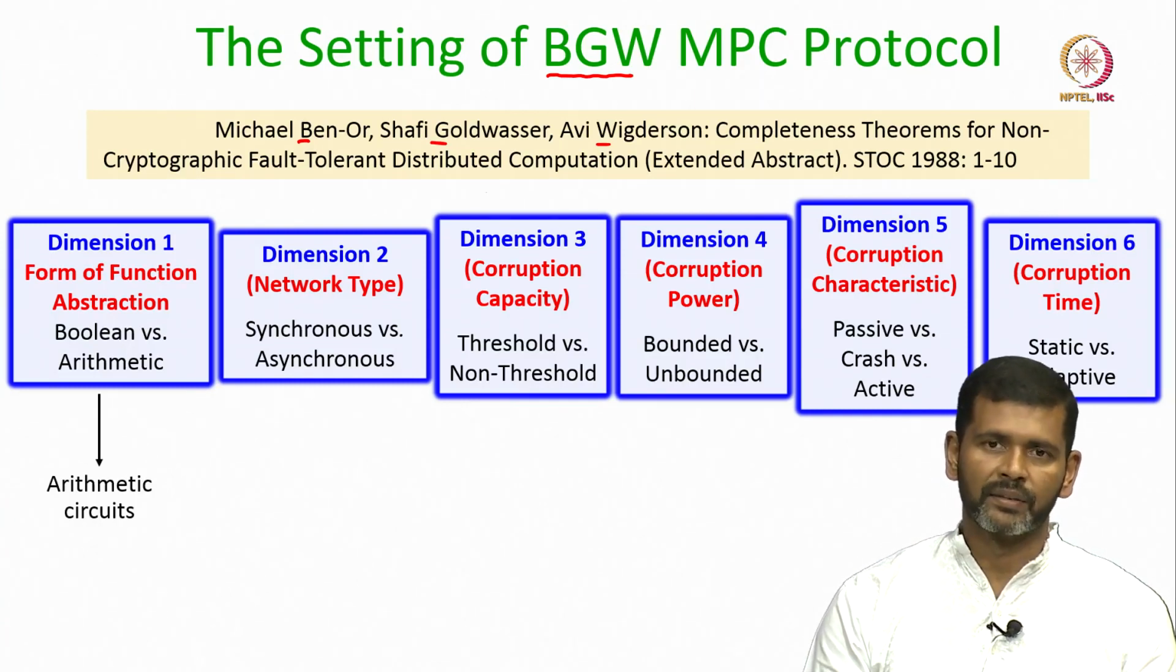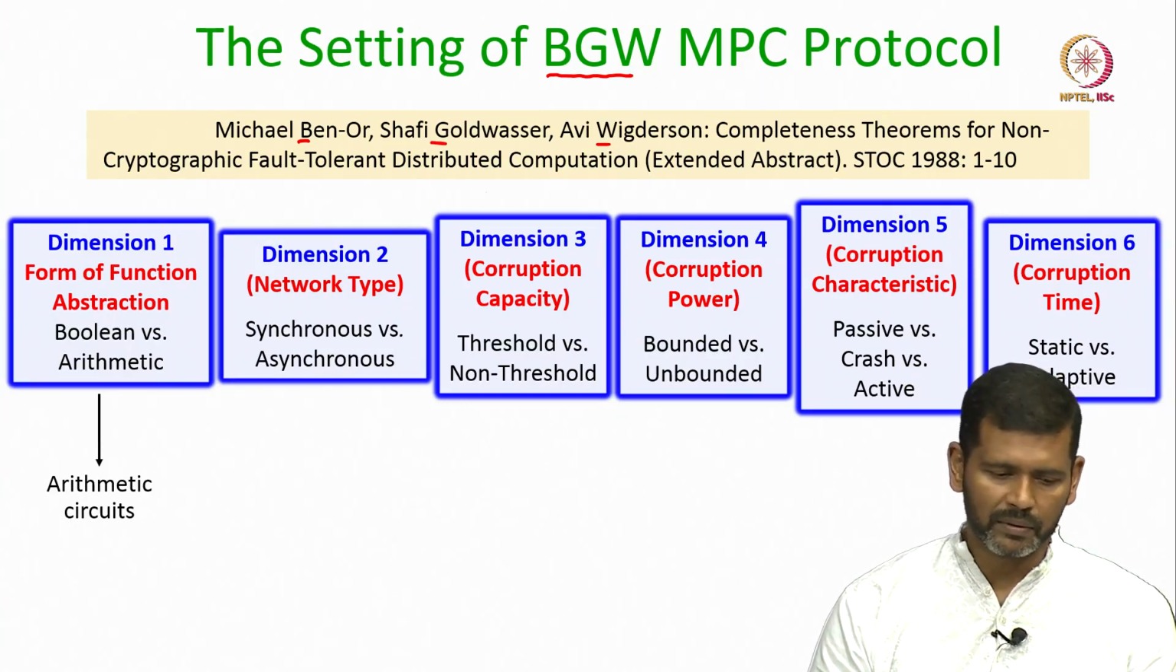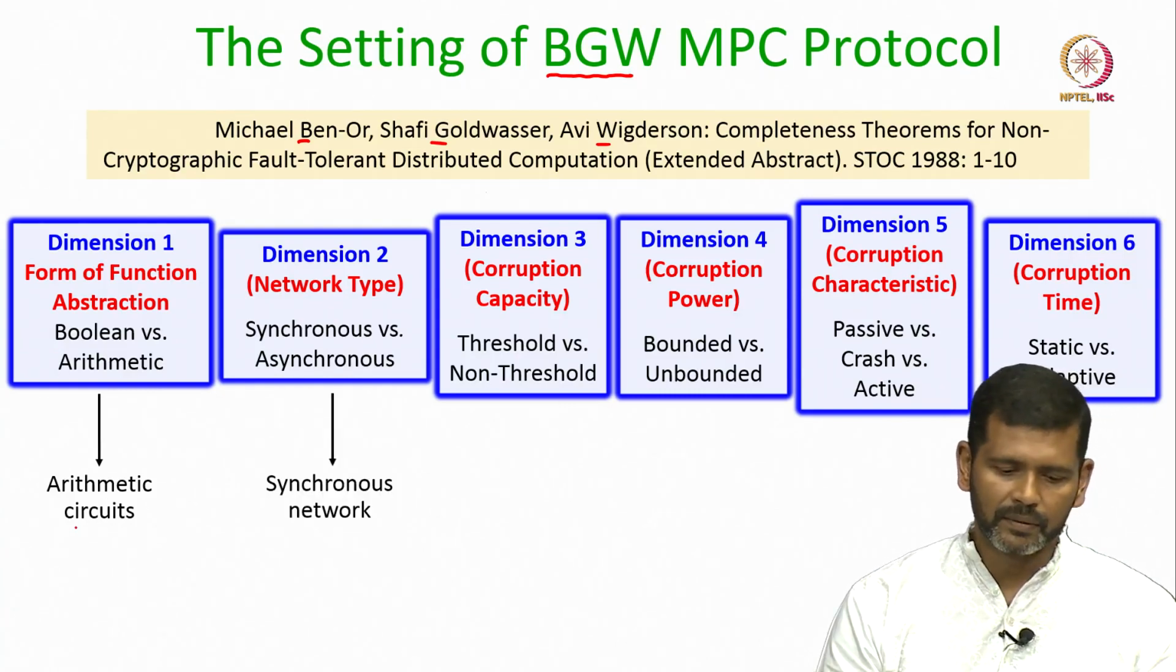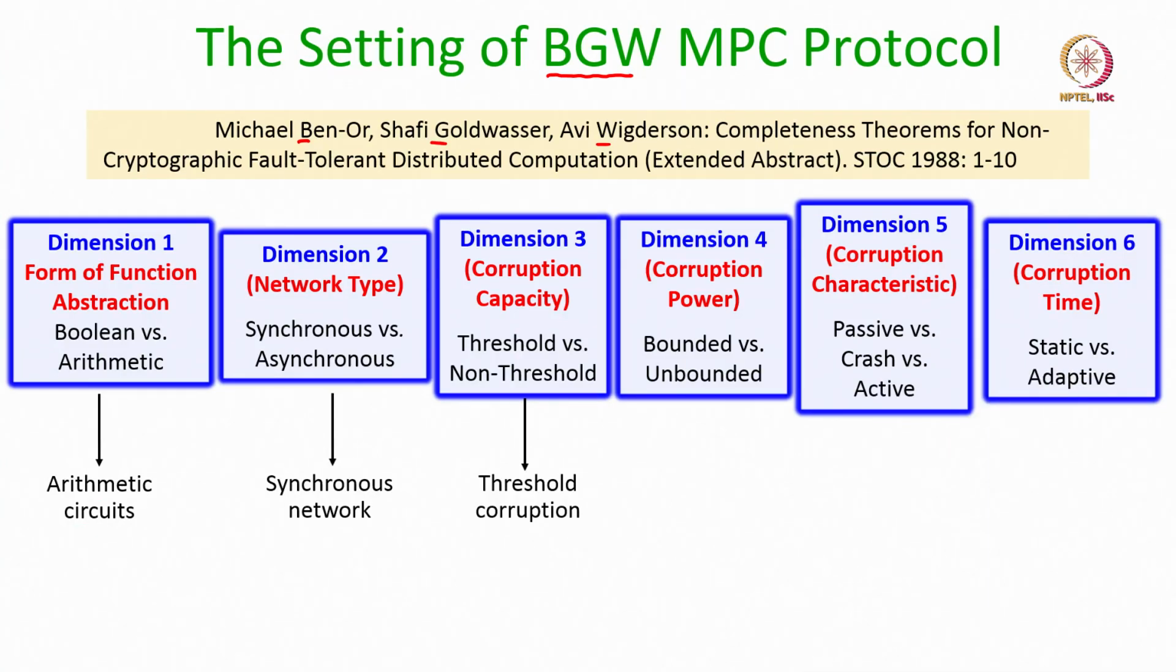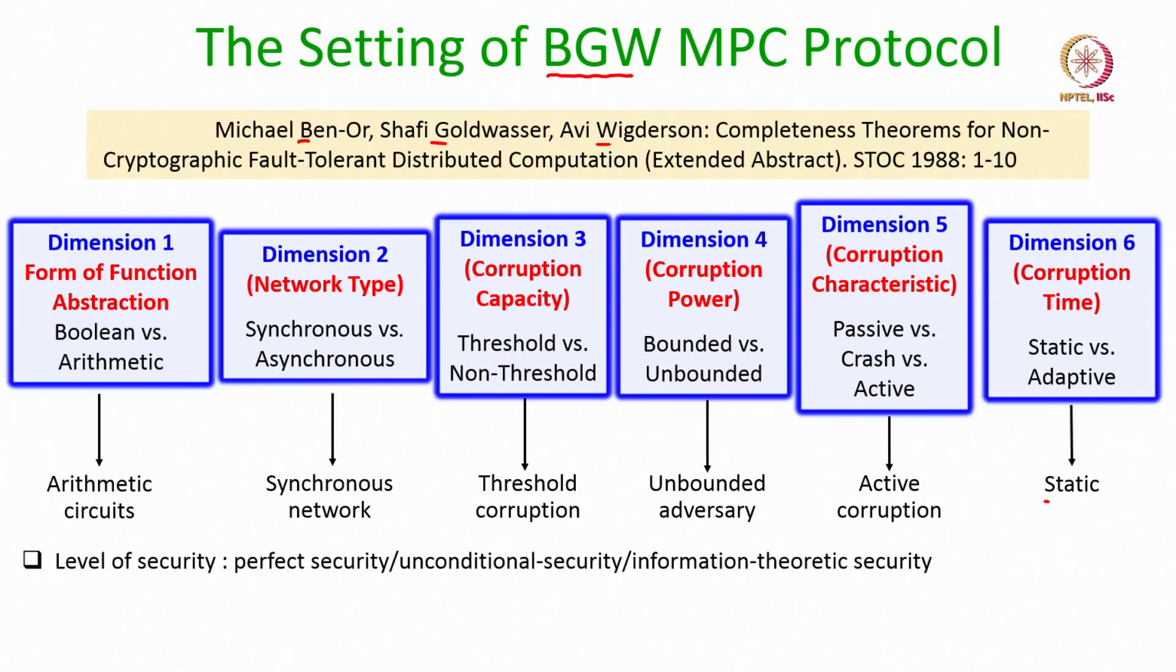So, the exact dimensions captured in the BGW protocol are as follows. It is for arithmetic circuits, for the synchronous communication model, where the corruption capacity of the adversary is threshold and the adversary is computationally unbounded. The BGW protocol was designed both for passive as well as malicious or active corruptions, and it considered a static adversarial setting, but the security of the BGW protocol can also be proved against a more powerful adaptive adversary.